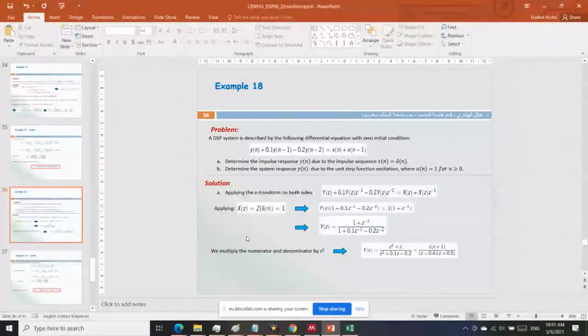Okay, let's look at another example. You have a DSP system described by the following difference equation with zero initial condition. y[n] plus 0.1 y[n minus 1] minus 0.2 y[n minus 2] is equal to x[n] plus x[n minus 1]. So there are previous values of y and previous values of x. Determine the impulse response y[n] due to the impulse sequence x[n] equal to delta[n].